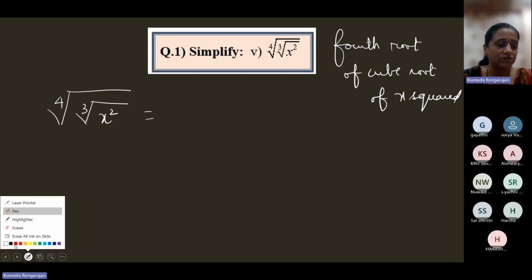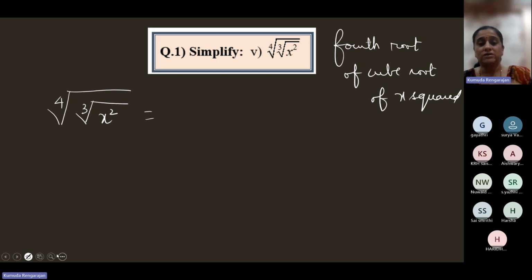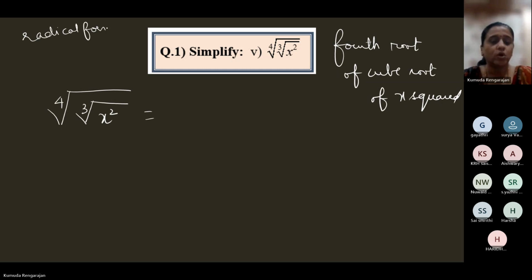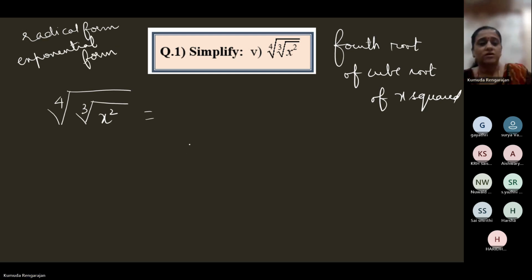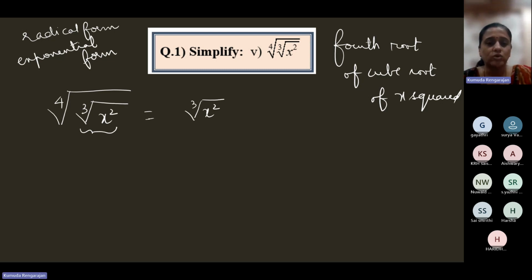To simplify this expression, it's convenient to express this in the exponential form. What you see is the radical form. The question is given in the radical form, so we'll write it in the exponential form. Write this as it is. And the 4th root in the exponential form is written as to the power 1 by 4.